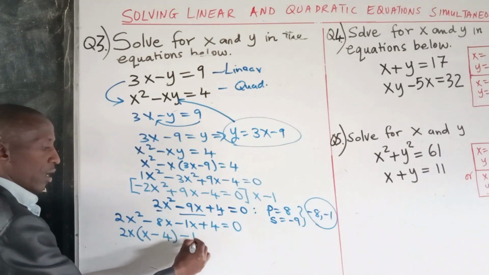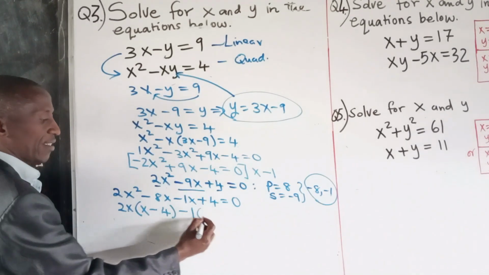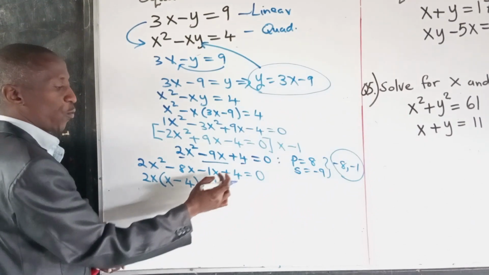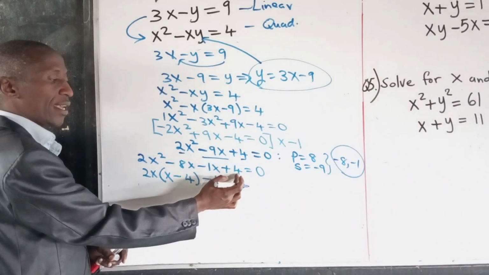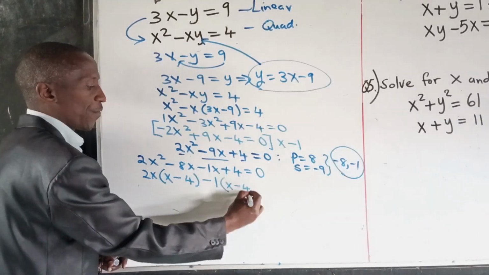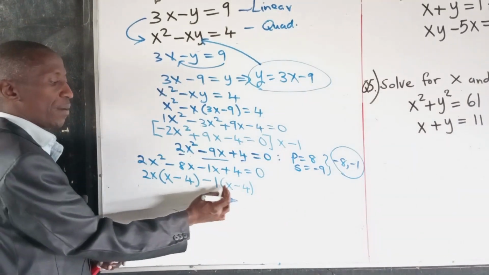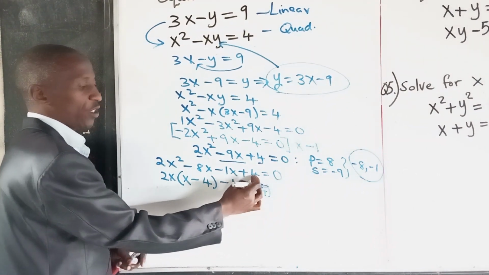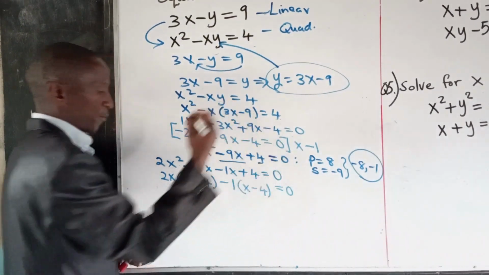Subtract. We factor out negative 1 as the common value in negative 1x and in 4. So we have factored out negative 1 even in positive 4. And that leaves us with negative 4. So that negative 1 by x is negative 1x. Negative 1 by negative 4 is positive 4, and that comes to be 0.